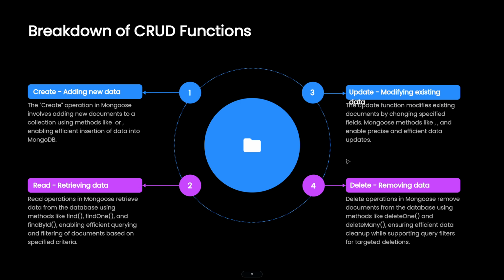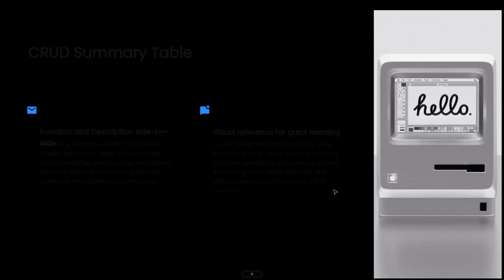Delete operations in Mongoose remove documents from the database using methods. Here are some methods for removing data in Mongoose: deleteOne and deleteMany. deleteOne is used to delete one document at a time, and deleteMany is used to delete the entire data or a specific type of data, ensuring efficient data cleanup while supporting query and filter for targeted deletions.